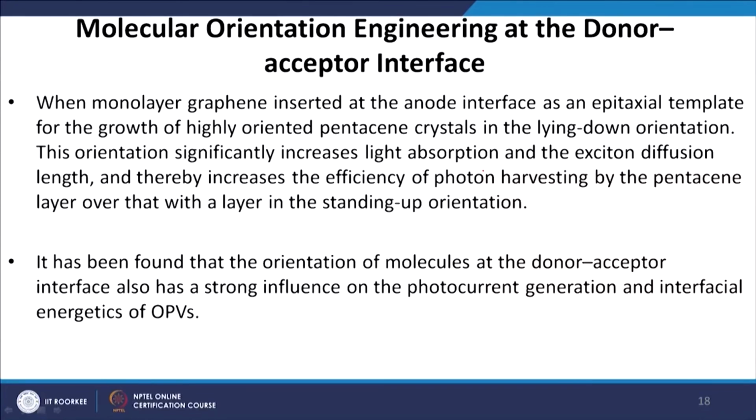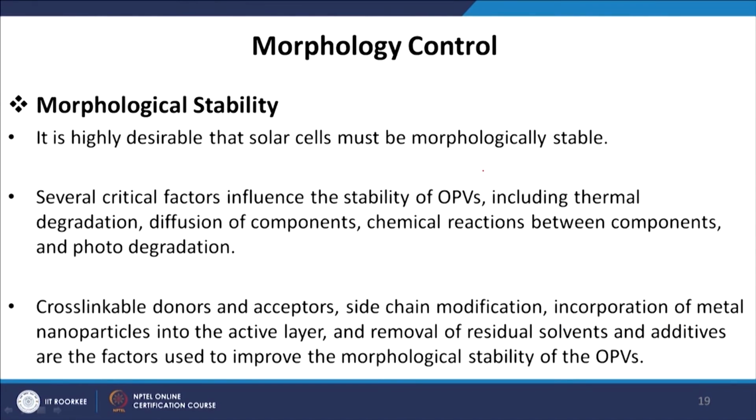It has been found that the orientation of molecules at the donor-acceptor interface also has a strong influence on the photocurrent generation and interfacial energetics of OPVs. The next important aspect is morphological stability. It is highly desirable that a solar cell be morphologically stable. Several critical factors influence the stability of OPVs, including thermal degradation, diffusion of components, chemical reactions between components, and flow degradation. Cross-linkable donors and acceptors, side chain modification, incorporation of metal nanoparticles into the active layer, and removal of residual solvents and additives are the factors used to improve the morphological stability of the OPV.